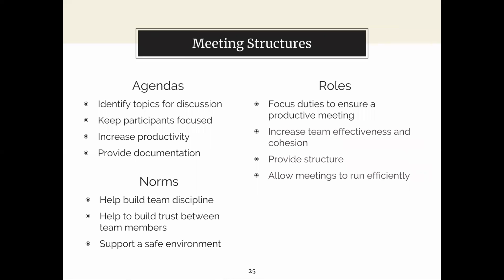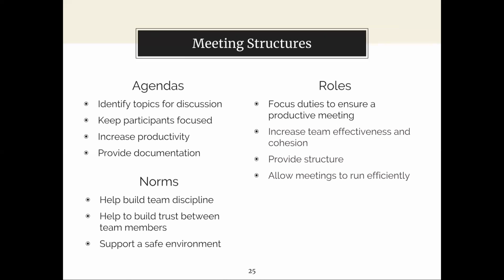Many highly effective teams have clearly established norms which help build team discipline and trust between team members and support a safe collaborative environment. A few examples of norms might include start on time, end on time, presume positive intent, come to the meeting prepared to collaborate, and manage electronic devices. Select norms that will provide structure that allow your team to function productively.